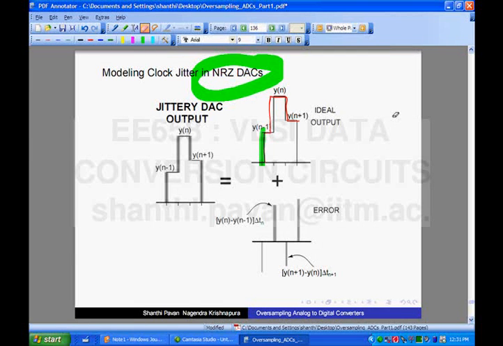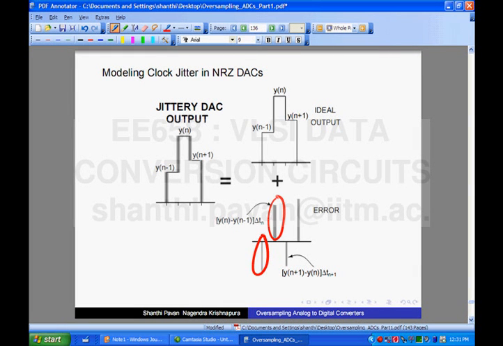You understand? So is this clear to everybody that this is the error sequence? The width of the error sequence depends on the delta t. The height of the error sequence depends on the jumps between the adjacent codes. Is that clear? Okay.